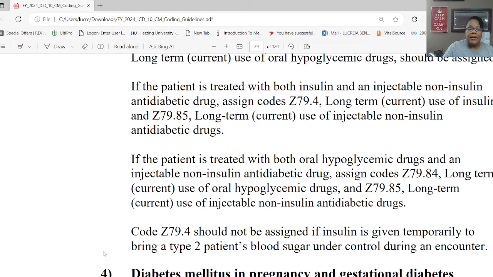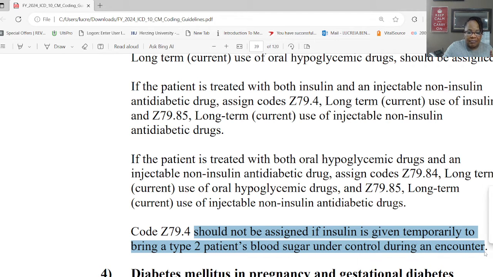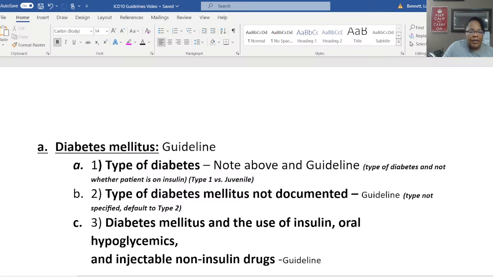Note, Z79.4 should not be assigned if insulin is given temporarily to bring a type 2 patient's blood sugars under control during an encounter. So let me say that one more time. Code Z79.4 should not be assigned if insulin is given temporarily to bring a type 2 patient's blood sugar under control during an encounter. All right, that's 3.